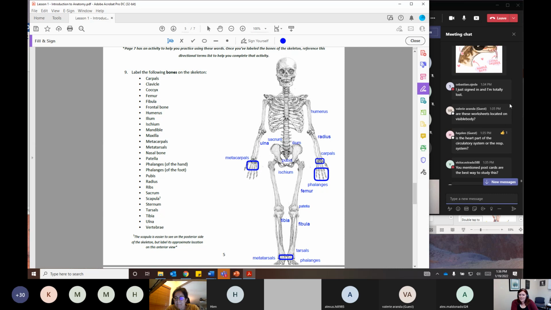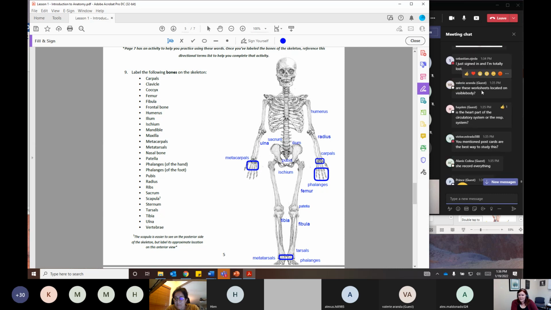Let me get here first. The worksheets, I don't think, are in Visible Body. I think they are just in Canvas. I could be wrong. They might also be in Visible Body, but they're definitely in Canvas. So check Canvas for the worksheets. We would say that the heart is part of the cardiovascular system. Or the other word that you'll see sometimes is the circulatory system, but I believe we have it listed as cardiovascular.